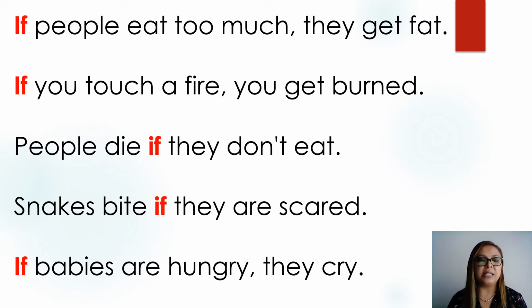Okay? The third sentence says, people die if they don't eat. So in this example, we have if as a second sentence, but it doesn't matter, it's the same. En este ejemplo tenemos la oración con if como segunda oración, pero no pasa nada, es lo mismo. Las personas mueren si ellos no comen. Lo mismo puedo decirlo al revés, si ellos no comen, las personas mueren. Okay? The fourth example, snakes bite if they are scared. It's the same if you say, if they are scared, or if snakes are scared, they bite.